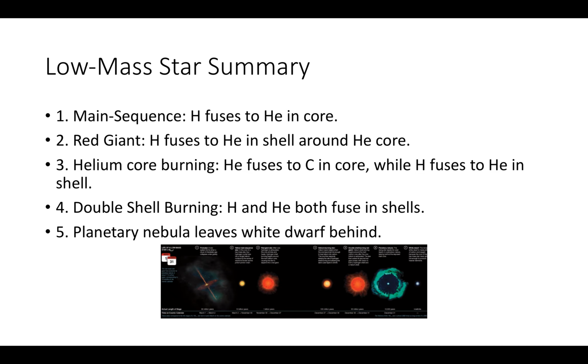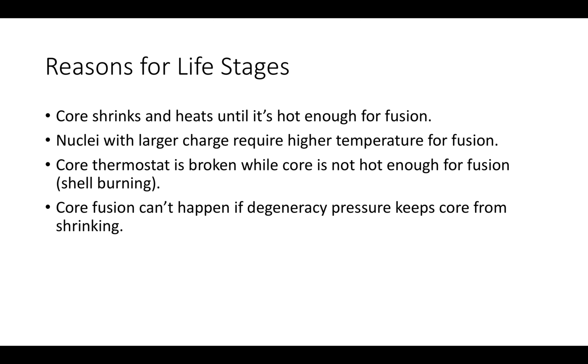So here is a summary of the low mass star life cycle: we start off as a main sequence star, we turn into a red giant, we get some helium core burning, double shell burning, and then we end up with a planetary nebula that turns into a white dwarf. The reason for this is that the core shrinks and heats. It's hot enough for fusion, but then eventually the thermostat is going to be broken and fusion cannot occur anymore.